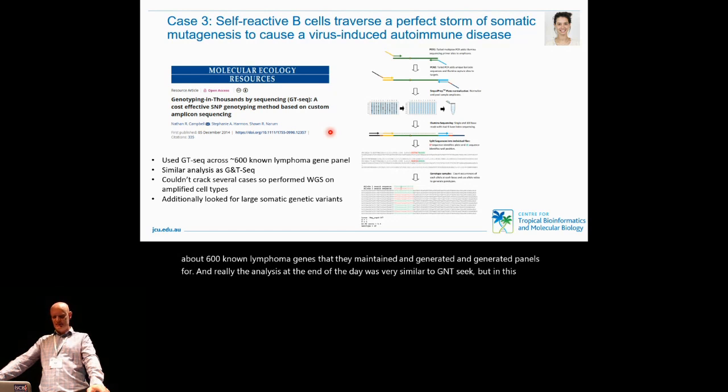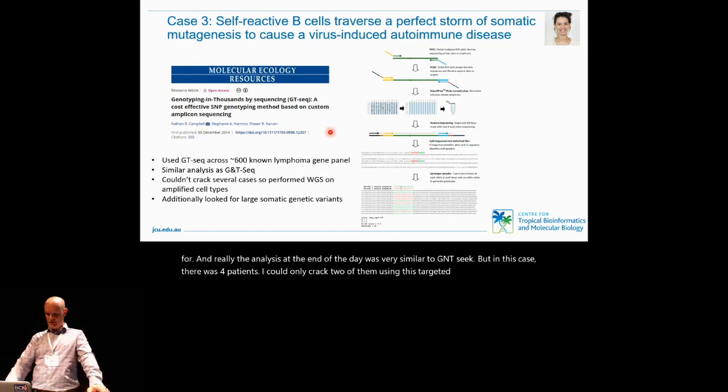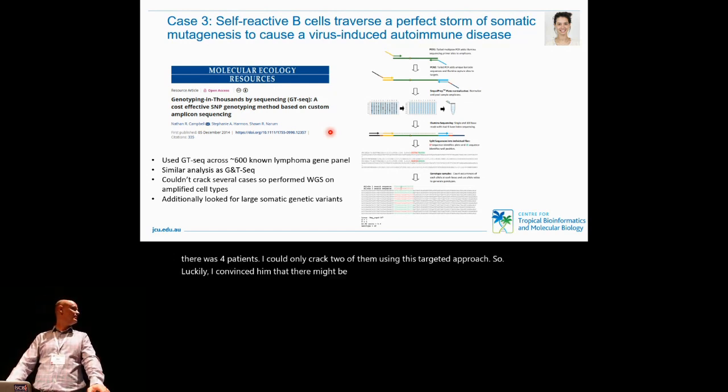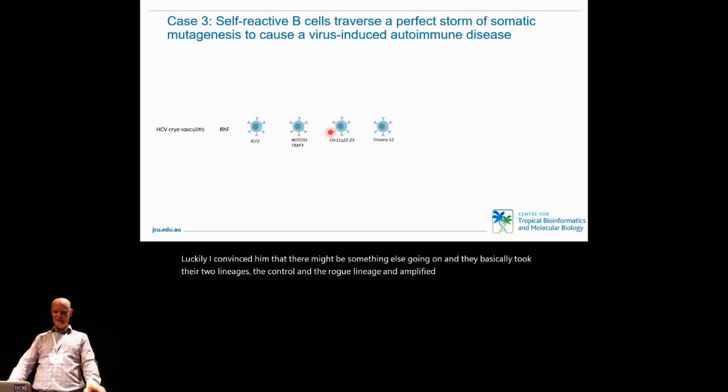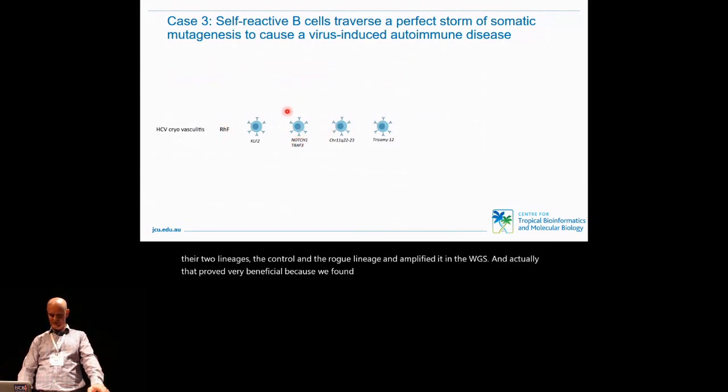But in this case, there were 4 patients. I could only crack 2 of them using this targeted approach. So luckily, I convinced them that there might be something else going on, and they took their 2 lineages, the control and the rogue lineage, and amplified them in the WGS. And that proved very beneficial, because we found these were the 2 small mutations we found.